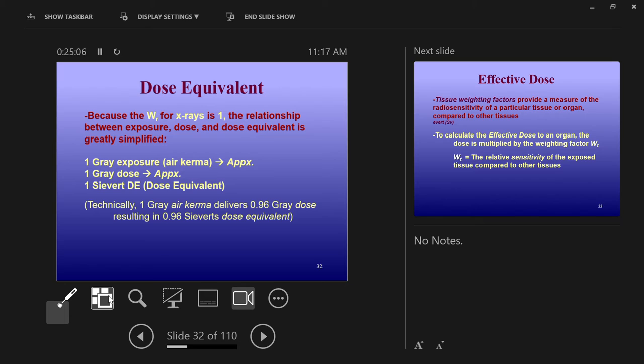There is one further complication, because that covers exposure. We use gray subscript A. Absorbed dose, gray subscript T. Dose equivalent, we use the sievert. So we need to discuss next effective dose.